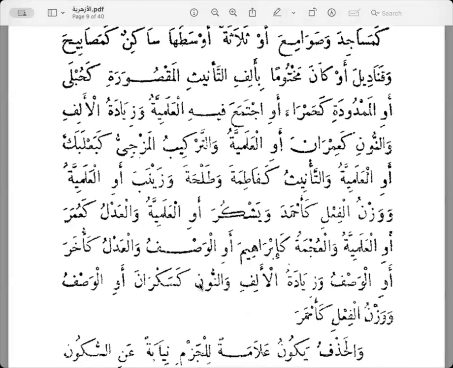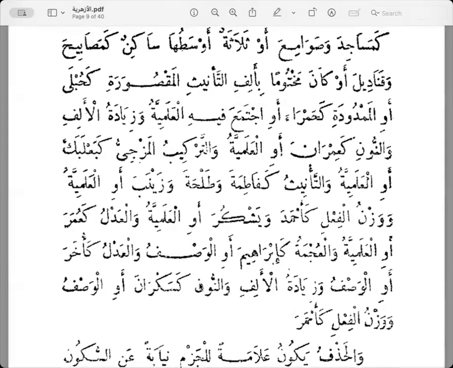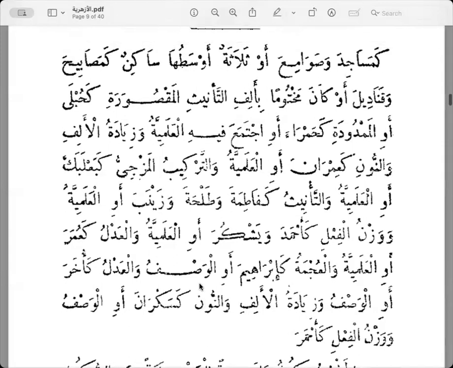أو الوصف ووزن الفعل كأحمر. So أحمر is on the pattern of a verb, but it's also a wasf, so description on the pattern أفعل. Okay. خير. أكبر, right? هذا أكبر من كذا, not أكبر. Okay. خير.